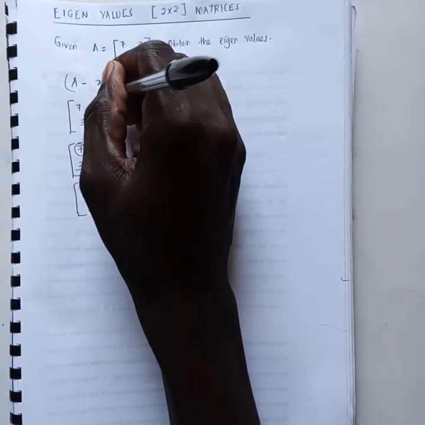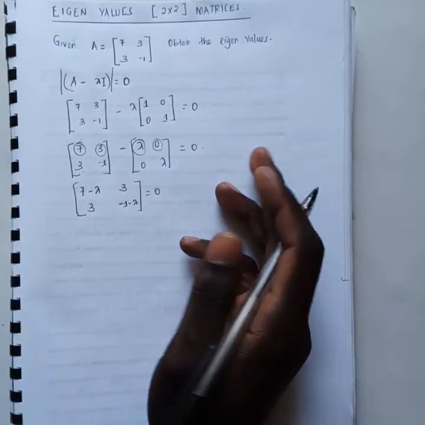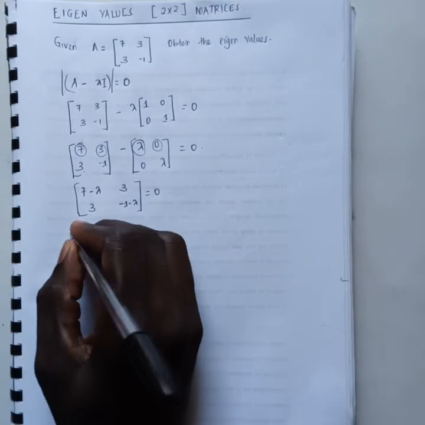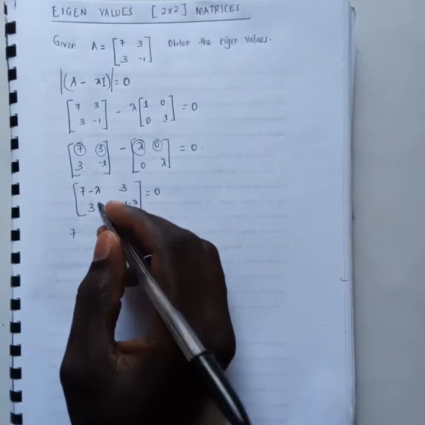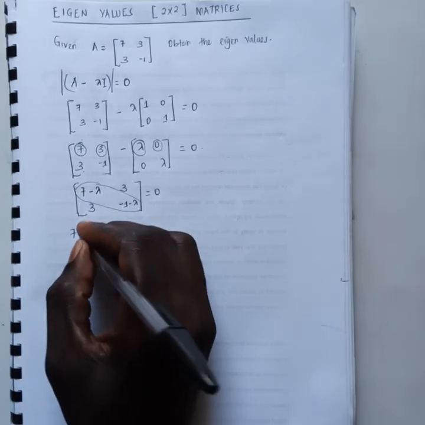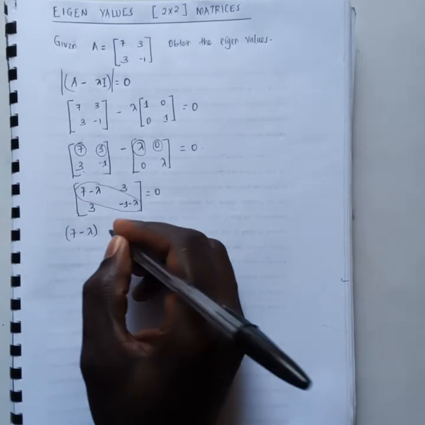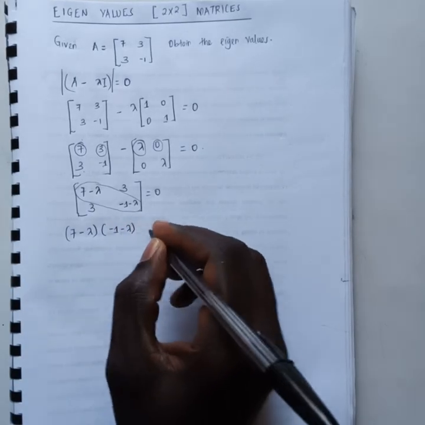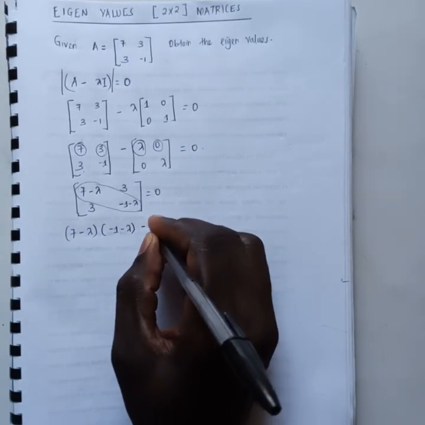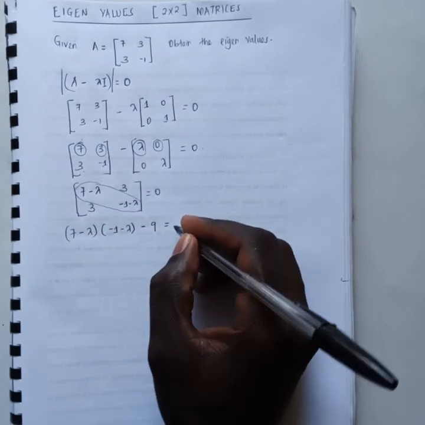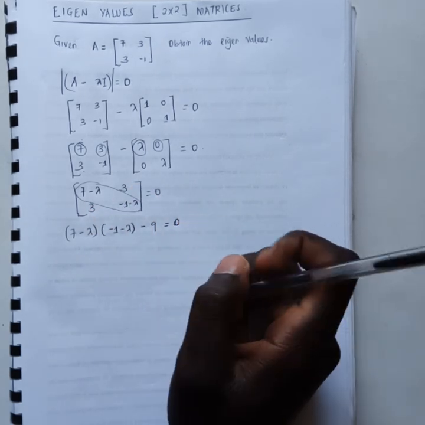And this one should be giving us 0. So the whole case is now to find the determinant of the same. So it is now 7, the leading diagonal, of which we have this one as the leading diagonal. 7 minus lambda, you're going to multiply minus 1 minus lambda. Then we're going to subtract 3 times 3, of which that one is 9. And this one should be giving us a 0.